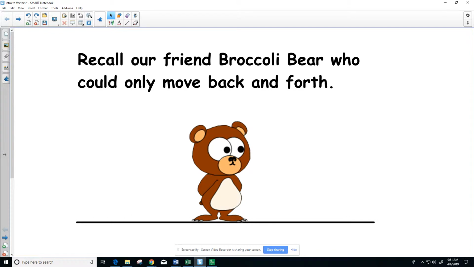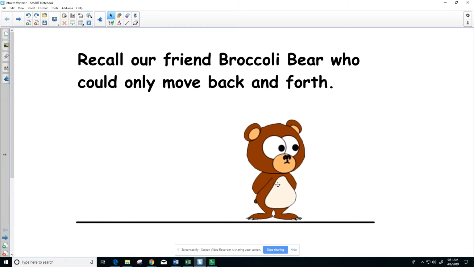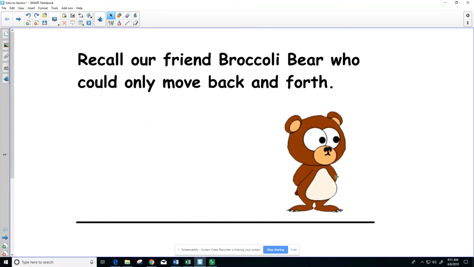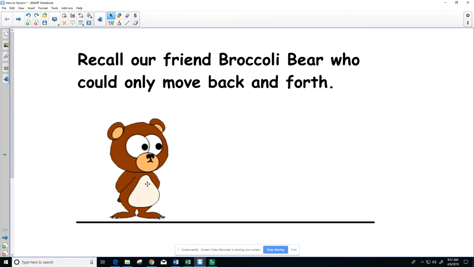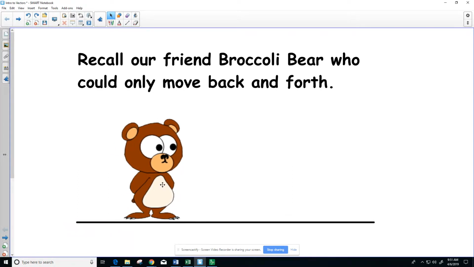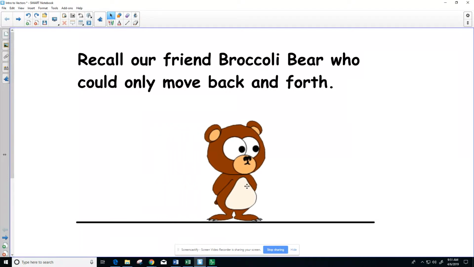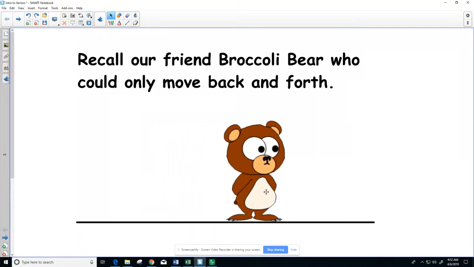So I want us to recall our old friend here, Broccoli Bear. And Broccoli Bear lived in a one-dimensional world, so he could only move forward and backwards. Now, the reason why this is important is we were able to describe the direction that Broccoli Bear was traveling by just using positive and negative.